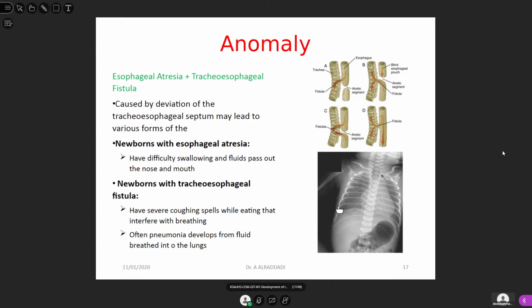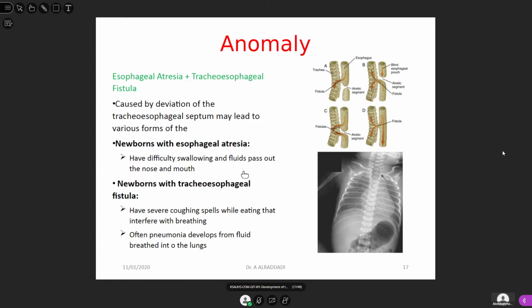Sometimes, as we mentioned, the occlusion process is a result of proliferation of the gut tube cells. So the recanalization process will not complete, and esophageal atresia and tracheoesophageal fistula may happen. This is caused by deviation of the tracheoesophageal septum that separates the trachea and esophagus. And this causes esophageal atresia, which results in difficulty swallowing in the newborn baby. It will have difficulty swallowing and fluid passes out the nose and mouth.